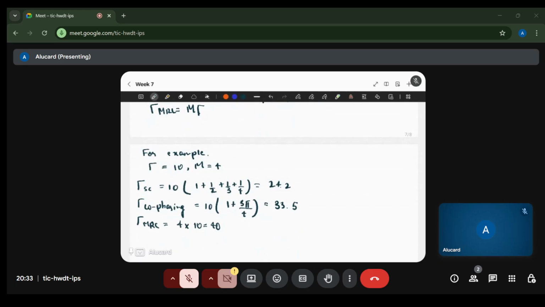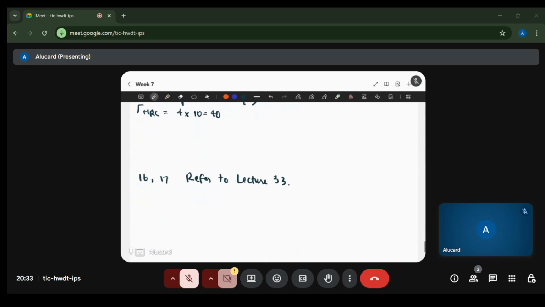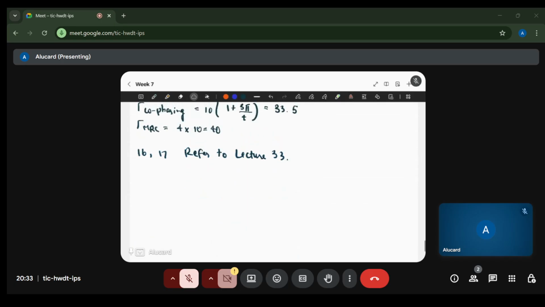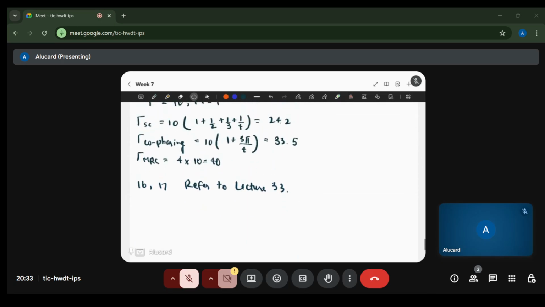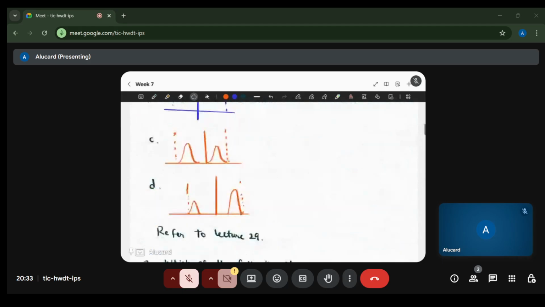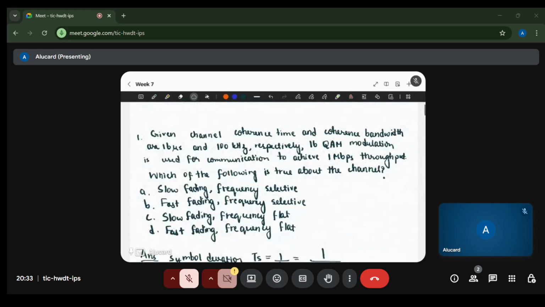Then for question 16 and 17, you can refer to lecture 33. These are just true or false questions. Right, that's it. Hope this is helpful for solving the assignment this week.